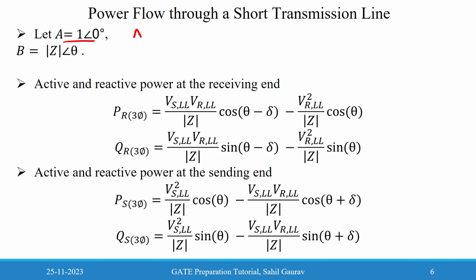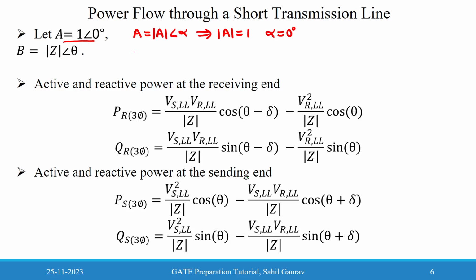Earlier we had A equal to mod A at the angle alpha. So in the earlier expression, we will substitute mod A equal to 1 and alpha equal to 0. So we will get the power flow through a short transmission line. And in a short transmission line, B is just the impedance of the line. So B is written as mod Z at the angle of theta.